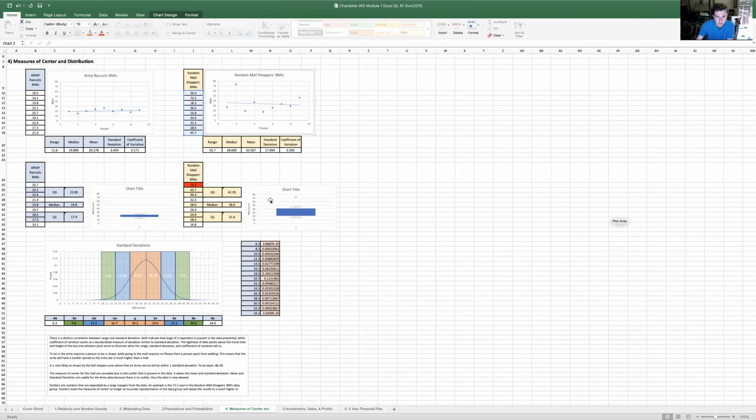What we see with the box and whiskers graph is that the random mall shoppers' BMIs have an outlier here. And that outlier is 72.5, in red here. This outlier skews all the range, median, mean, standard deviation, coefficient of variation. Basically the measures of centers. It skews that and it makes it no longer representative of the entire group. So it makes the data unable to use.